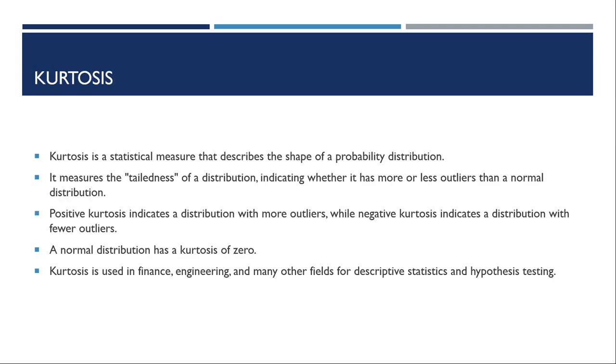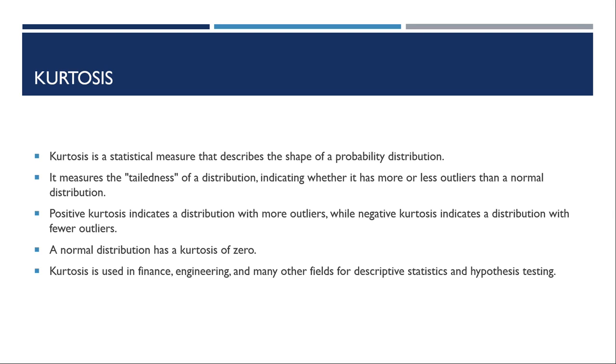Kurtosis is about the peakedness or tails of the distribution. Basically, it is the measure of outliers present in the distribution. The tails show how often the outliers occur. So, it is a measure of the tailedness of a distribution, indicating whether it has more or fewer outliers than a normal distribution. Positive kurtosis indicates a distribution with more outliers, while negative kurtosis indicates a distribution with fewer outliers. If there are no outliers, then it will become a normal distribution.